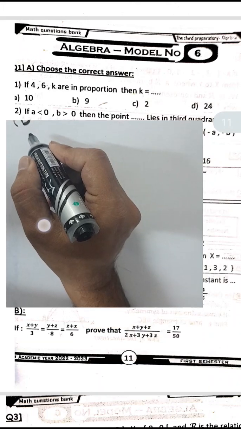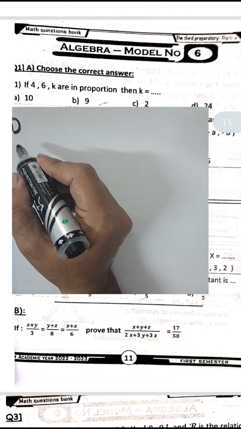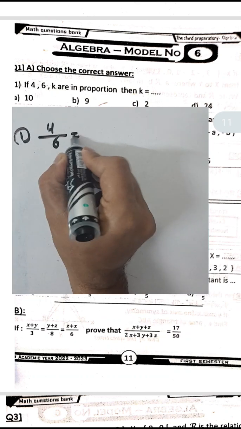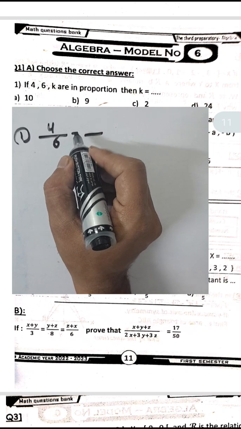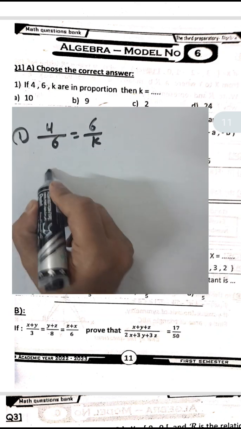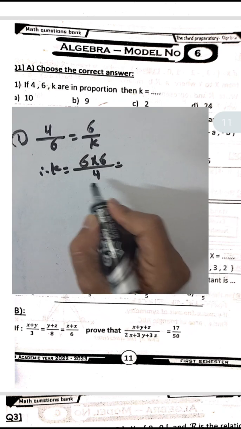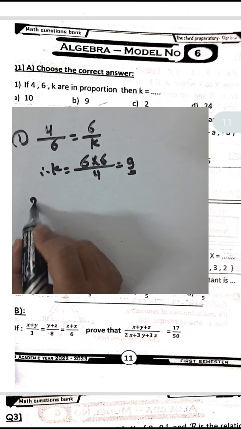The correct answer: if 4, k and 6, k are in proportion, then we have 4 over 6 equals k over 6. We have proportion: 4, 6, and 6 again, and k. Then k will be equal to the product of 6 and 6 divided by 4. 6 times 6 is 36, divided by 4, it will be 9.